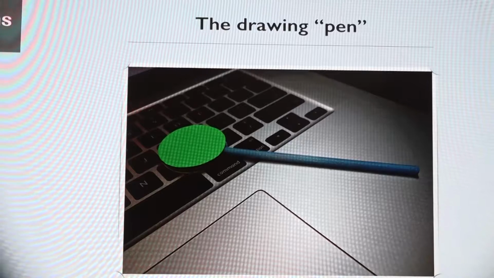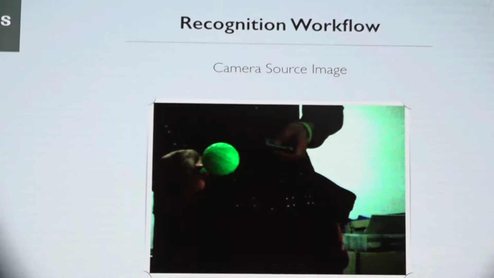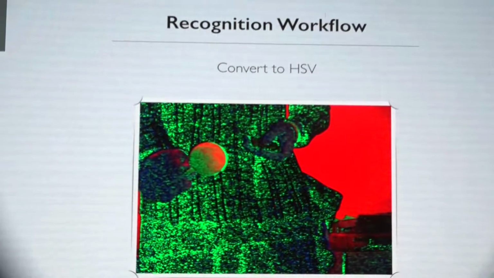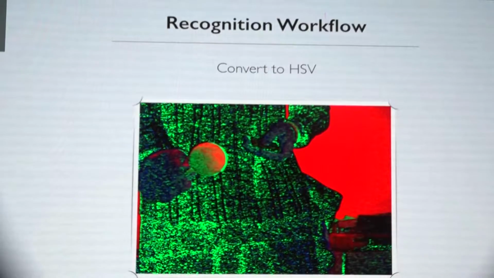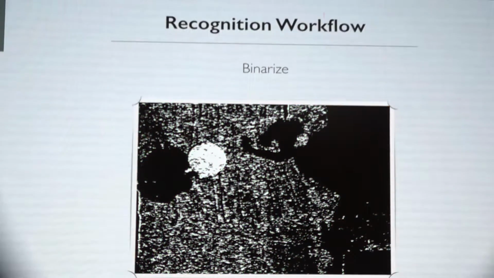I'm going to illustrate the workflow of our recognition algorithm, so please turn to the next page. So this is our camera source image. To be specific, we first turn this source image into HSV color format and then binarize it.